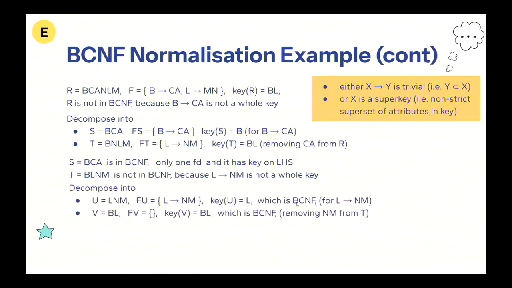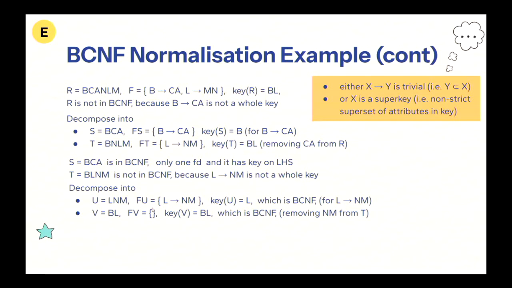The first table is obtained by collecting all the attributes in the functional dependency that violates BCNF. Since the functional dependency that violates BCNF here is L determines N and M, it's quite obvious that the first table should contain L, N, and M. And the second one is we remove the right-hand side from the original table. This time, the right-hand side is N and M. The original table is table T. So we remove N and M from table T, and what we will have is B and L.